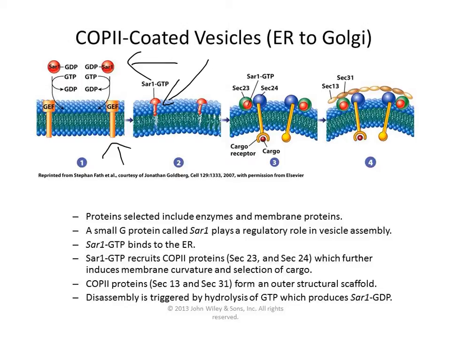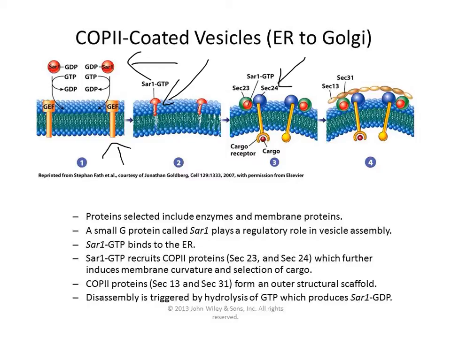This then leads to binding of COP2 coat proteins, and particularly a dimer of what's called SEC23 and SEC24 will interact with SAR1 to start to form additional curvature to the membrane. So binding to SAR1, GTP, will start to curve the membrane even more.